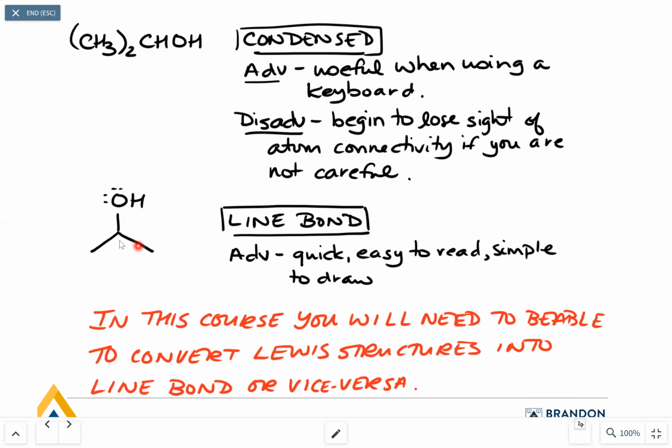Now, the structures that are the most commonly used now are what we call line bond or skeletal structures. Here you'll notice a couple of things immediately. It's just a series of lines. We still see the oxygen and we see a little proton attached to the oxygen, but all of the protons attached to the carbons are gone, and the carbons themselves aren't explicitly drawn. So the big advantage is it's quick. As you get used to it, it's easy to read, and they're really simple to draw. Let me move this up to the top.